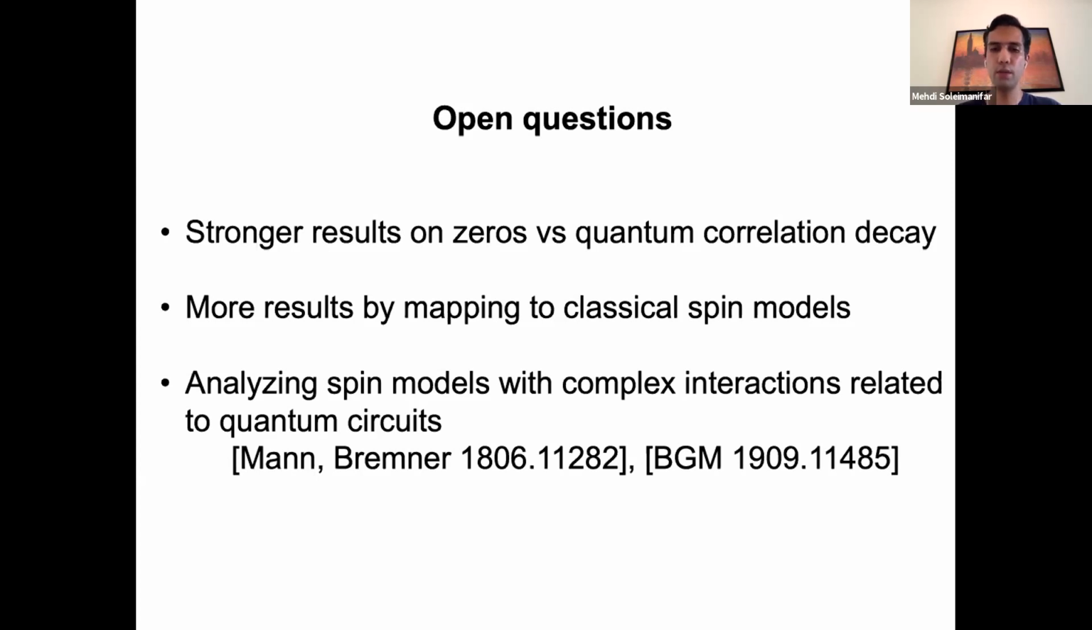So I talked about how quantum partition functions can be mapped to classical spin systems, but there are also other quantum problems that you can analyze by looking at spin models. And these come from quantum circuits. I won't get into the details, but you can look at these papers. The basic idea is that you can map the output probabilities of quantum circuits to partition functions of spin models with complex interactions. So there are recent results for studying these spin models with complex interactions. It would be nice to apply them to these quantum problems.